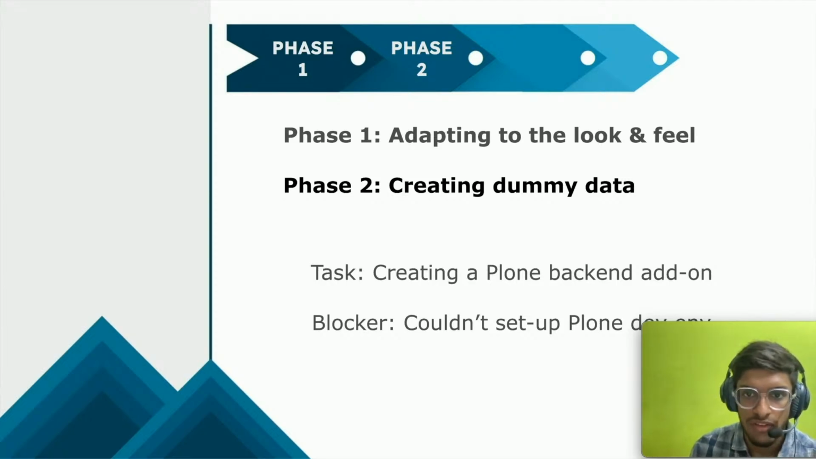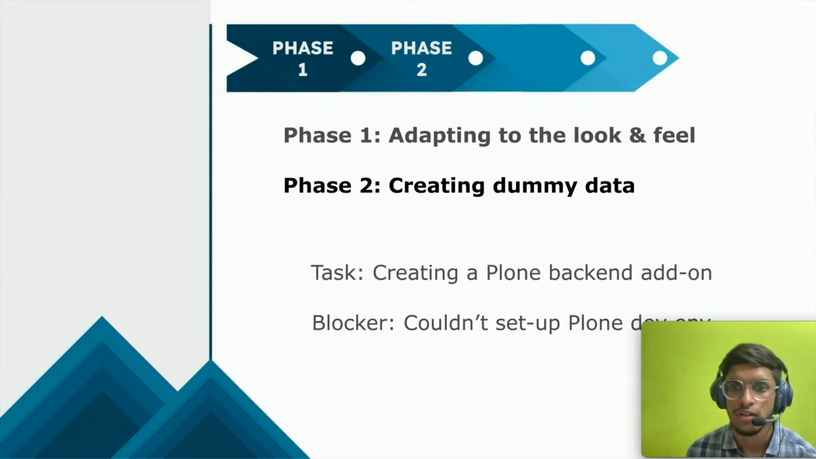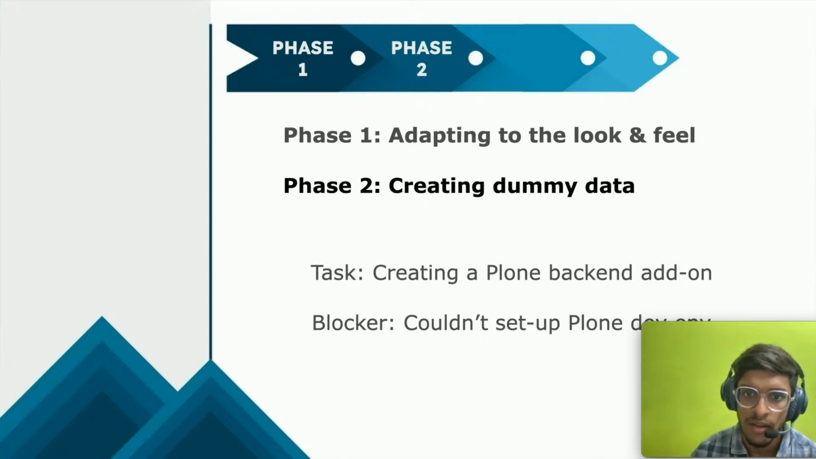Now moving on to phase 2. So here we were just trying to make it so that when someone installs a theme, they do not get the data that comes with a block. So we were trying to make a Plone backend add-on where all the default data will show up while loading the site. But for some reason, I wasn't able to get my Plone backend development environment set up, and this whole process took me around 2 weeks because of some Python issue. But I wasn't able to make it.